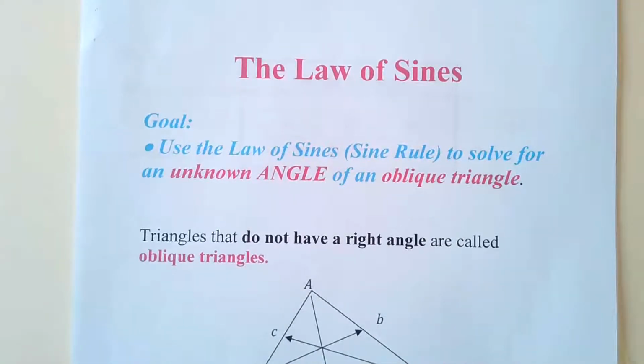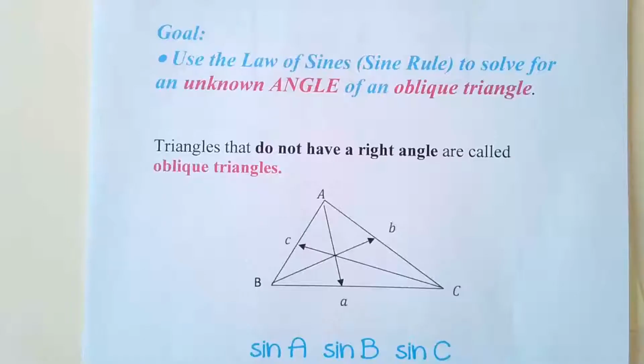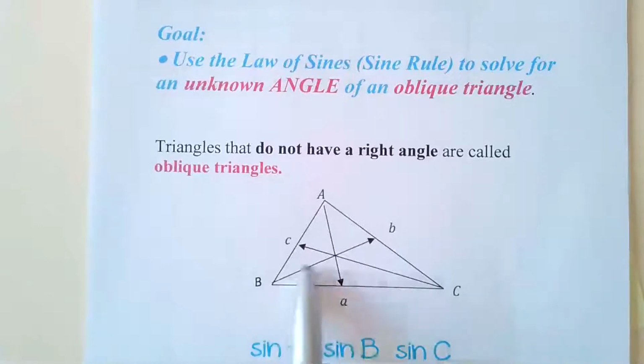Today's lesson, the law of sines. The goal is to use the law of sines, or the sine rule, to solve for an unknown angle of an oblique triangle. So we'll be asked to find the missing angle of an oblique triangle. That is a triangle that is not a right triangle. You see here, it means none of the angles are 90 degrees.